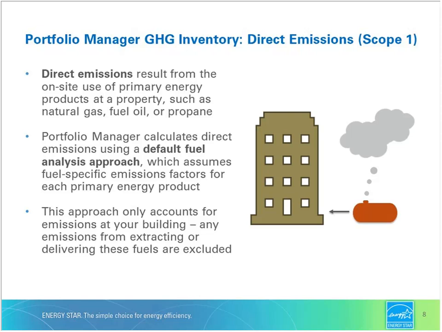To calculate the emissions associated with these fuel uses, Portfolio Manager uses what is called a default fuel analysis approach. And basically, all you need to know is the type and quantity of fuel that's consumed in the operation of your building. And from there, Portfolio Manager uses national average greenhouse gas emissions factors to determine the direct emissions associated with the types and quantity of direct fuels that you use on site.